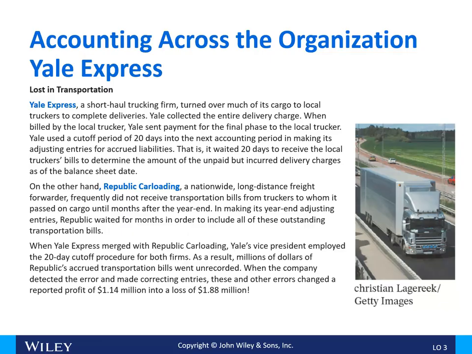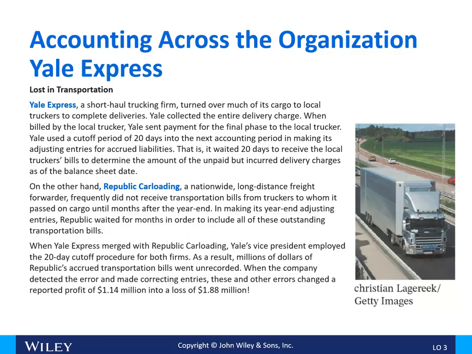Okay, so they took the view that they're going to wait, get actual bills, and then do their adjusting entries from that. They could have estimated that and done an adjusting entry sooner. Republic Car Loading, another freight forwarder, frequently did not receive transportation bills from truckers until months after year end. Okay, so where Yale was waiting 20 days, this was months after. So the Republic waited months in order to include all the outstanding transportation bills in their year-end financial statements.